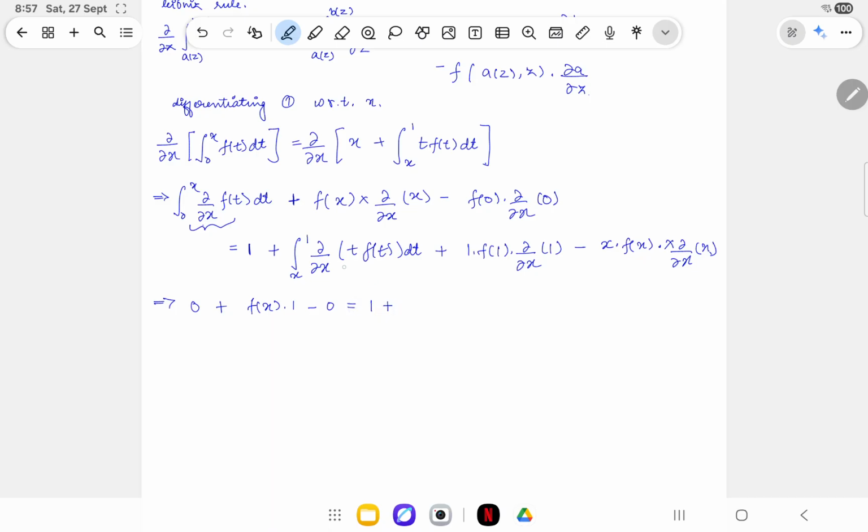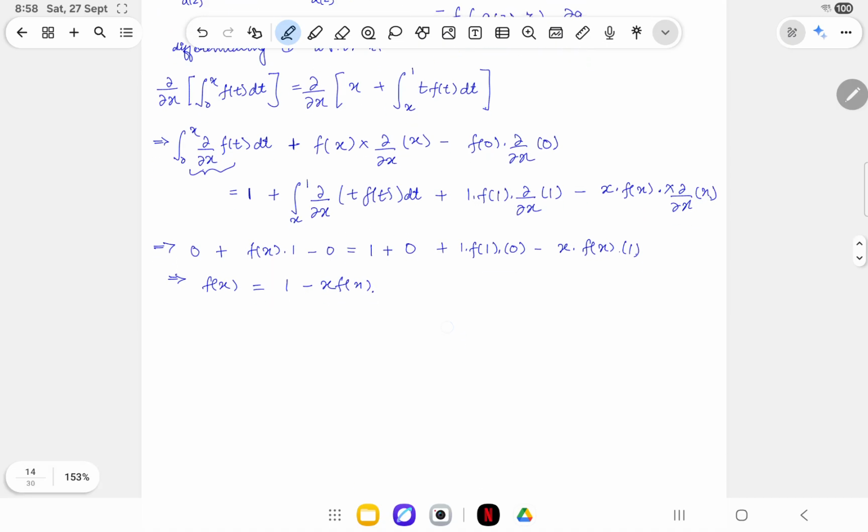And it is equal to 1 plus, again, since t f(t) is a function in only the t variable, its partial derivative with respect to x will be 0. So it will be 0 plus 1 into f(1), partial derivative of 1 with respect to x is 0, minus x into f(x), and the partial derivative of x with respect to x is again 1. So we got f(x) is equal to 1 minus x f(x). I can simplify it as f(x) plus x f(x) equals 1. So from here I get f(x) is equal to 1 by 1 plus x.